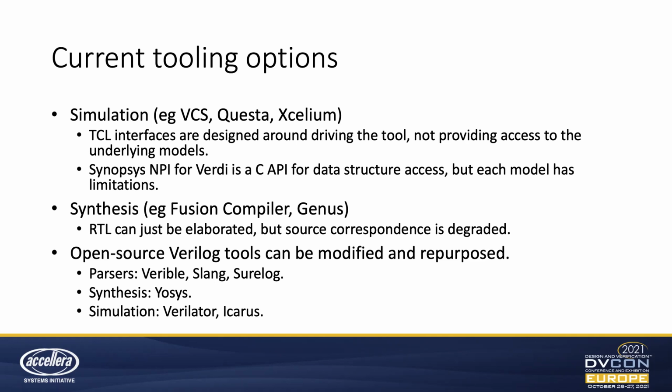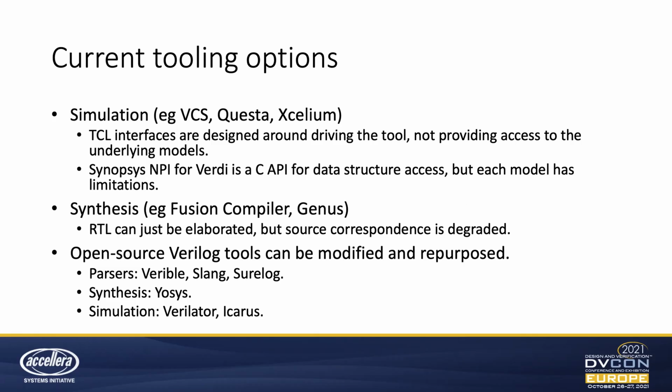In the synthesis category, you've got tools like Fusion Compiler and Genus. And you can elaborate the RTL to learn about its structure, but the source code correspondence is degraded. So it's hard when you're looking at the gates of the netlist version to correspond that back to where combinatorial paths traverse through the design, for example.